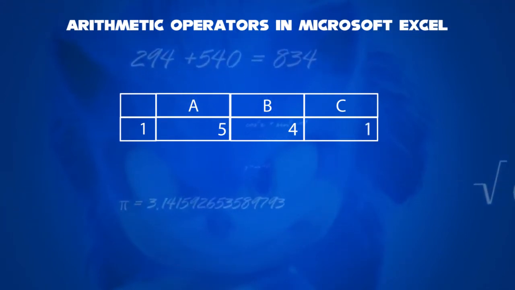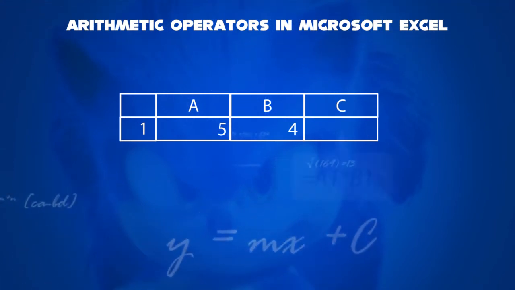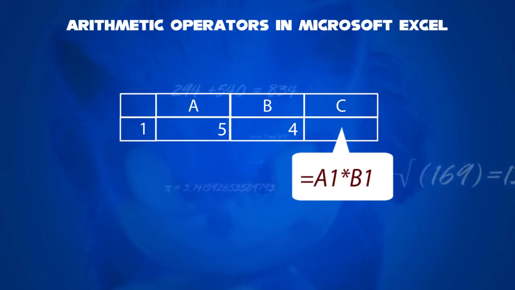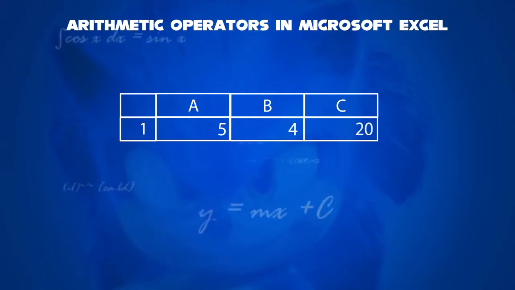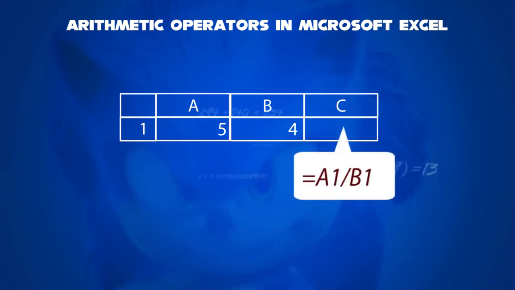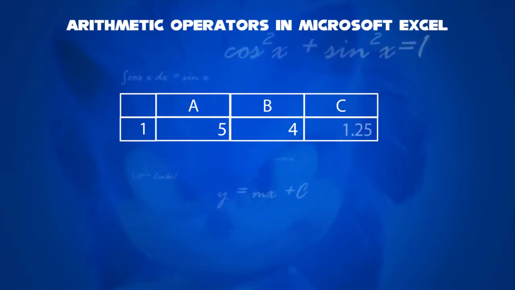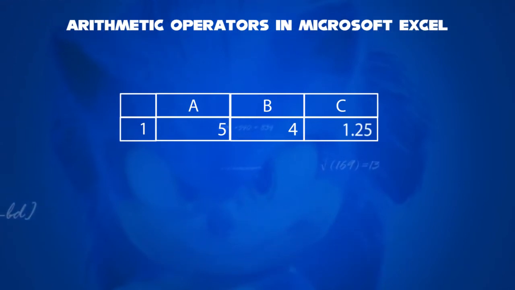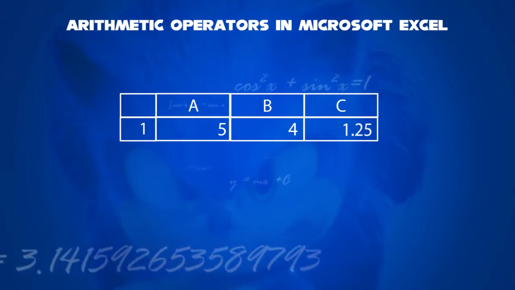These two are the basics; you knew how to add or subtract. Thirdly, the asterisk sign is used for multiplication, that is A1 times B1, or 5 times 4 equals 20. Fourthly, the slash sign is used for division, that is A1 divided by B1, or 5 divided by 4, equals 1.25, as the quotient comes. That will likely come in decimals.